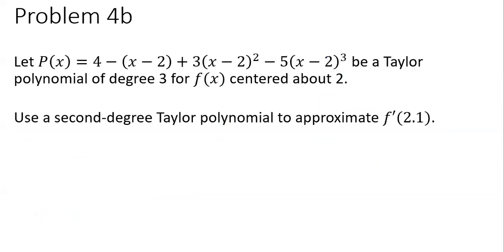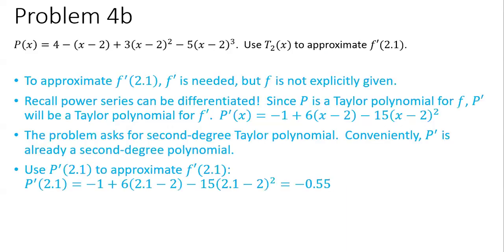Part B, same Taylor polynomial. Now they're asking us to use a second degree Taylor polynomial to approximate f prime of 2.1. So go ahead and try this first on your own. To approximate f prime of 2.1, we probably need f prime, but we're not even given f. So are we stuck? Not quite.